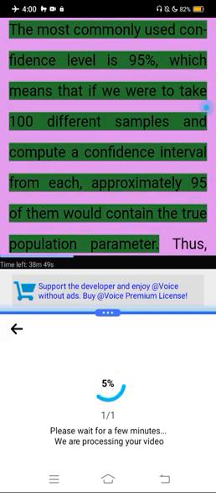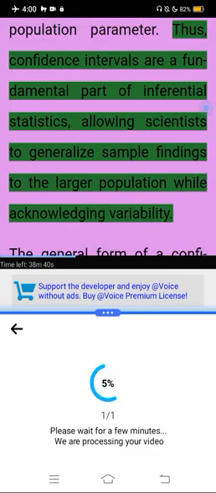The most commonly used confidence level is 95%, which means that if we were to take 100 different samples and compute a confidence interval from each, approximately 95 of them would contain the true population parameter. Thus, confidence intervals are a fundamental part of inferential statistics, allowing scientists to generalize sample findings to the larger population while acknowledging variability.